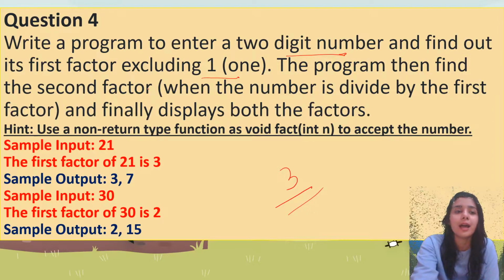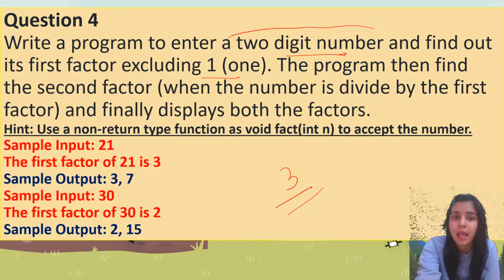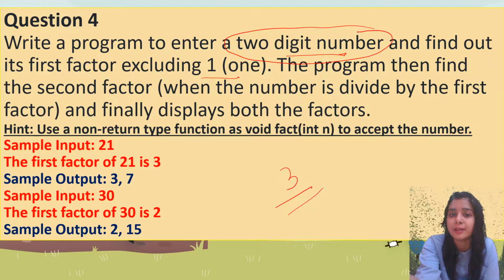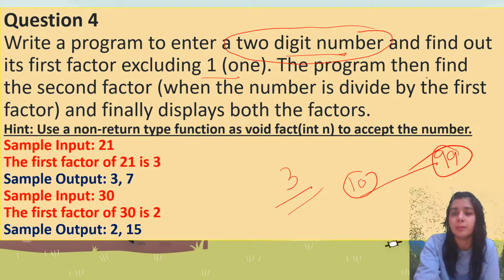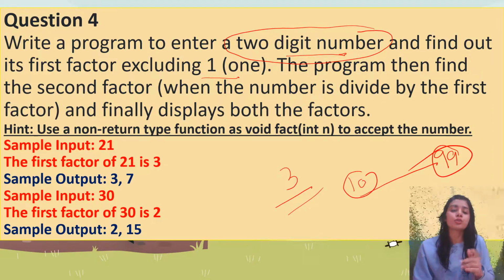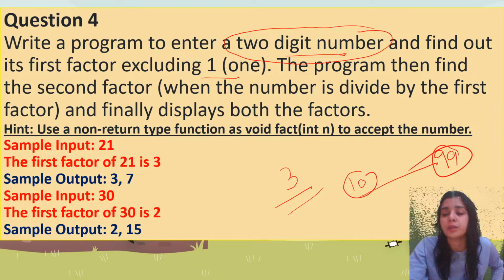Okay, so what we have to do, write a program to enter 2 digit number. This thing we have to remember, that we have to enter only a 2 digit number. So obviously we have to put the condition there, the number should be between 10 to 99. This thing is clear with line number 1, and find out the first factor. For example, the user is going to enter 15. So now the first factor of this 15 we have to find out.